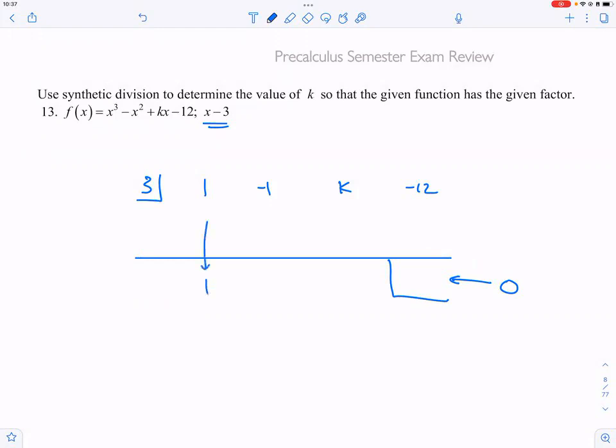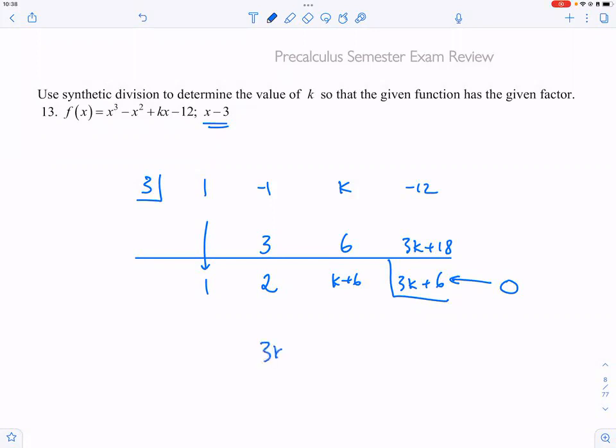So we bring down the first number, 1. 1 times 3 is 3. -1 plus 3 is positive 2. 3 times 2 is 6. K plus 6 is what I would write here. And then k plus 6 times 3, which is 3k plus 18. And that would give you 3k plus 6 equals 0.